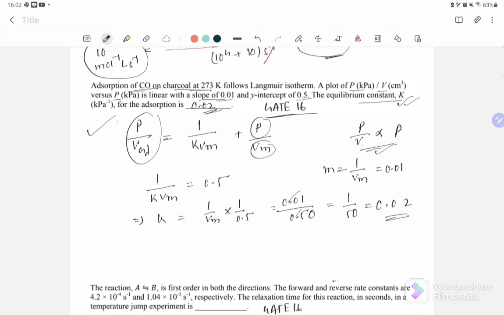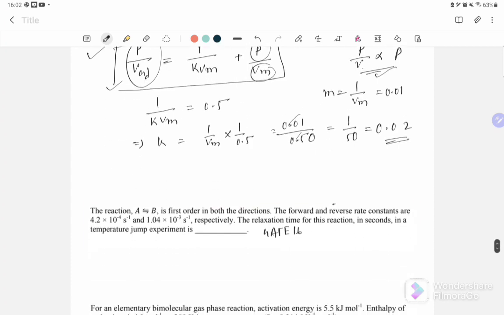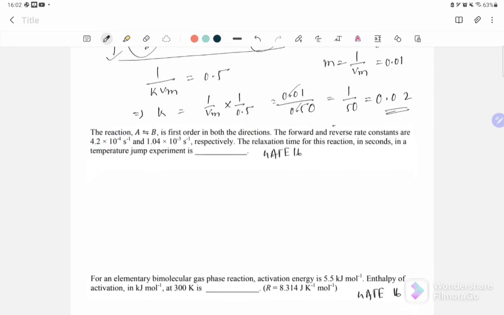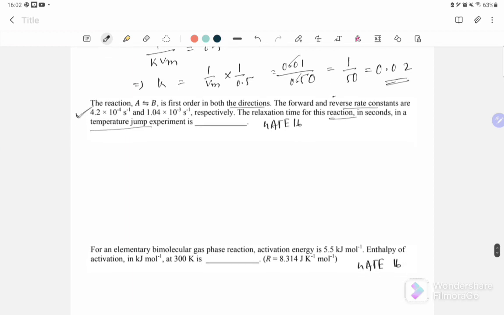Okay, easy. Just have to know the equation for the Langmuir isotherm. Okay, so next question. The reaction is first order in both directions, forward and reverse, and the forward and reverse rate constants are given. Find the relaxation time for the reaction in a temperature jump experiment. For A plus B to C or A plus B to C plus D, the equation will be different.